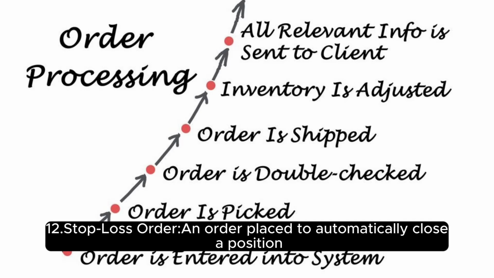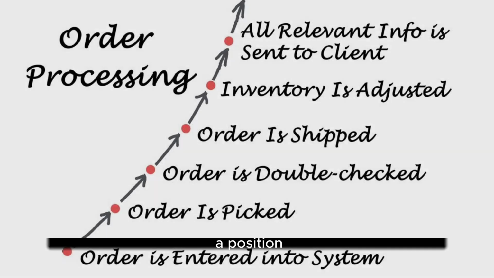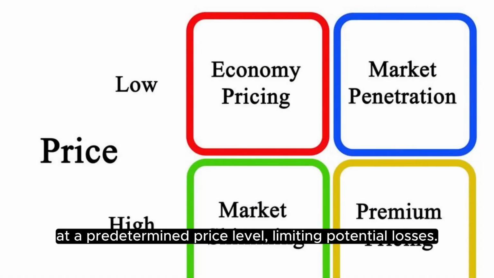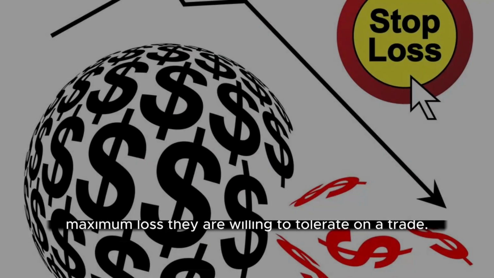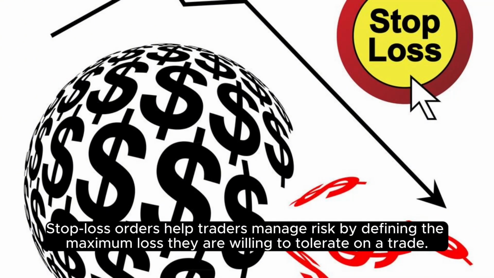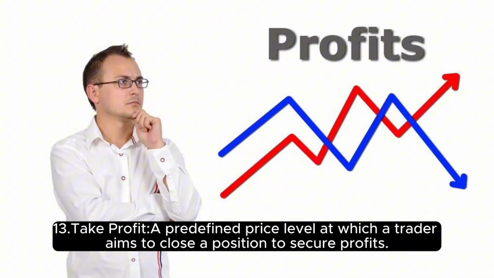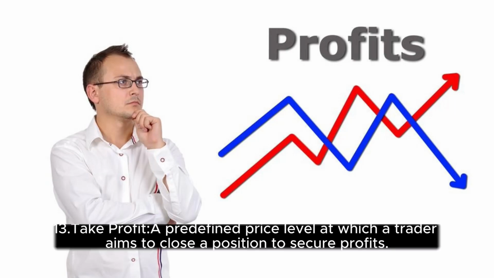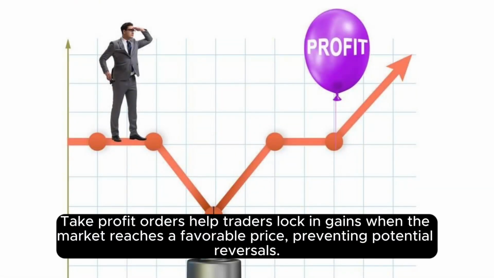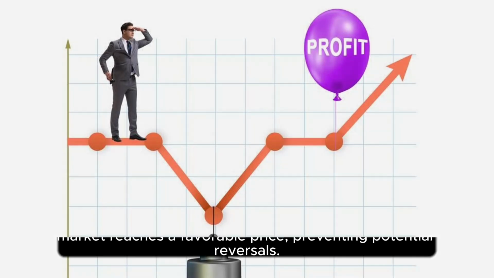An order placed to automatically close a position at a predetermined price level, limiting potential losses. Stop loss orders help traders manage risk by defining the maximum loss they are willing to tolerate on a trade. 13. Take profit. A predefined price level at which a trader aims to close a position to secure profits. Take profit orders help traders lock in gains when the market reaches a favorable price, preventing potential reversals.